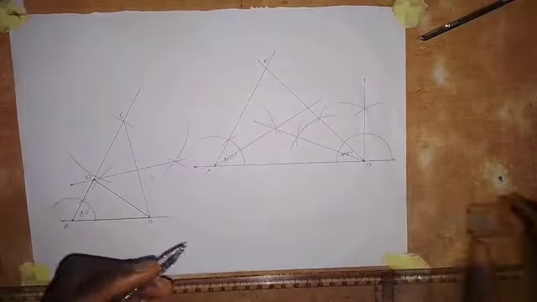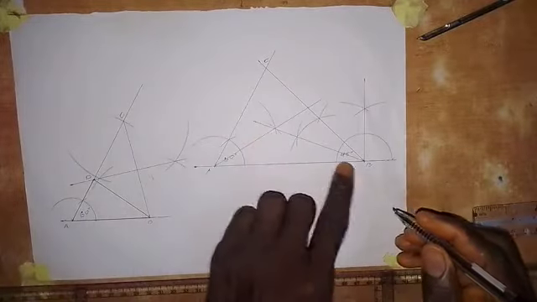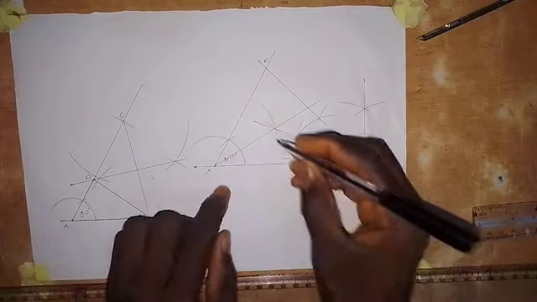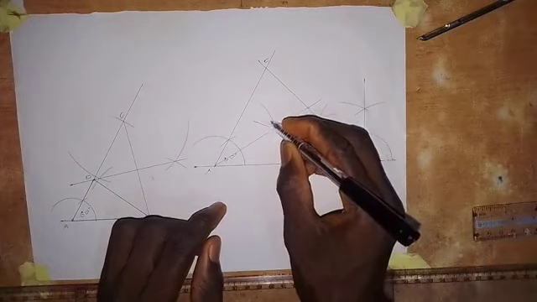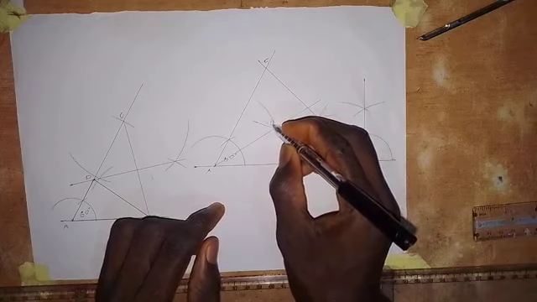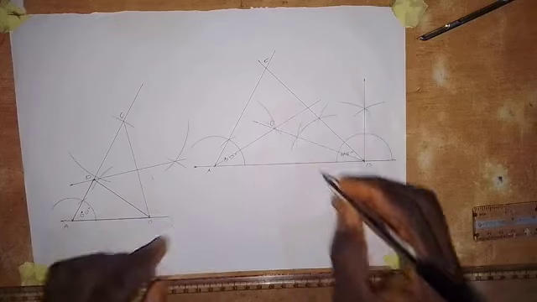Now the two bisectors of the angles meet at this point. Let's call it point D. So this is point D here, where the two bisectors meet.